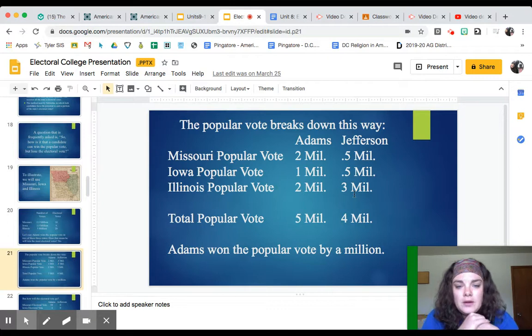So the popular vote kind of works like this. Let's say in Missouri, 2 million vote for Adams and 500,000 vote for Jefferson. Let's say that in Iowa, 1 million voters voted for Adams and 500,000 voted for Jefferson. Then lastly, in Illinois, 2 million people voted for Adams and 3 million voted for Jefferson. So if we add all of these popular votes up for these 3 states, the total popular vote for Adams is 5 million, and the total popular vote for Jefferson is 4 million. By the popular vote, Adams has more than Jefferson, so Adams wins the popular vote.